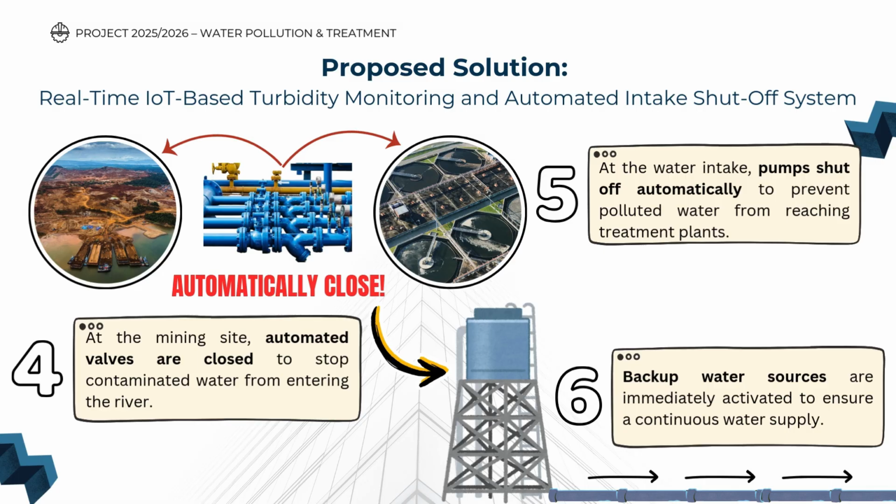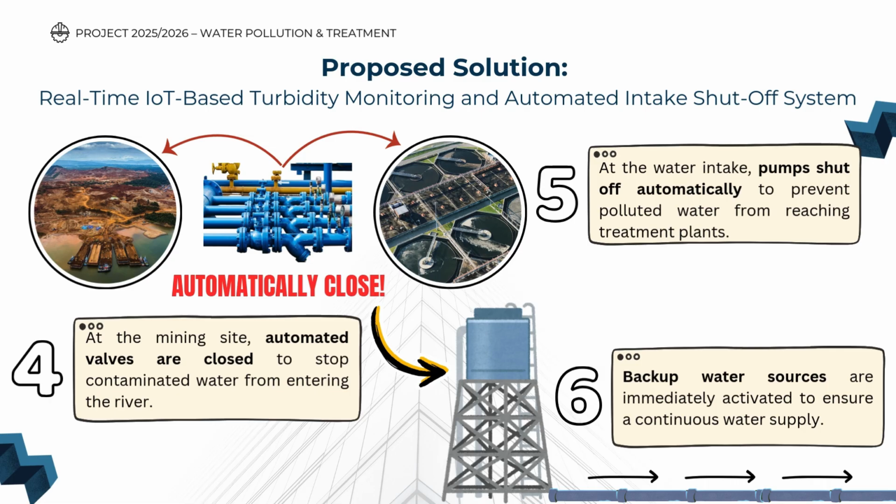This action prevents polluted water from entering the river and redirects it into a contained settlement pond, ensuring that spills never reach public waterways. Simultaneously, at the treatment plant intake, water pumps shut down automatically. This crucial step blocks contaminated water from entering the treatment process while also protecting infrastructure and avoiding costly plant shutdowns.